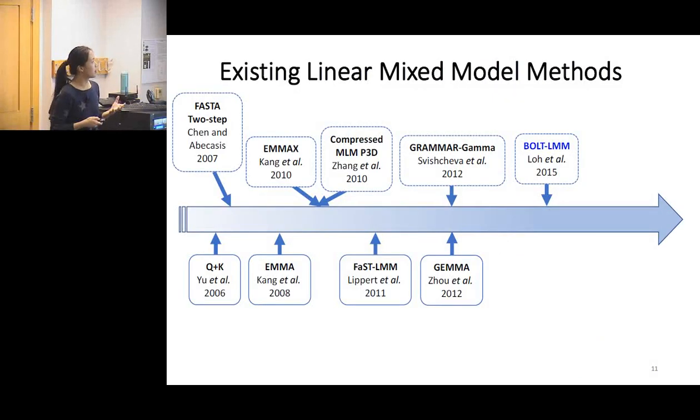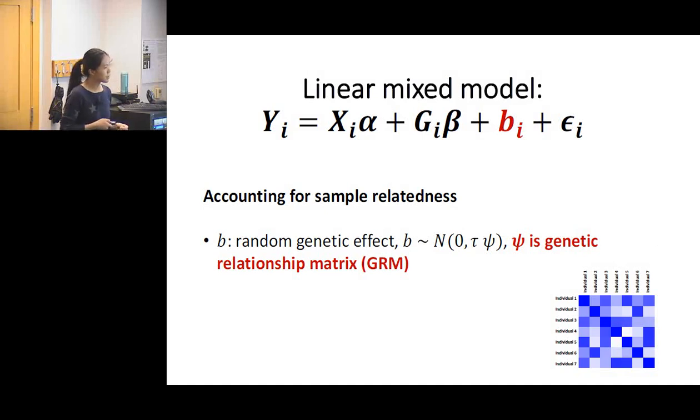Here are all the existing linear mixed model methods that have been developed for GWAS. And in 2015, BOLT-LMM was developed, and this one is the only existing linear mixed model method that can be applied to a large sample size, such as the UK Biobank. As we see, the n by n matrix here is a huge matrix to store. Even though it's symmetric, so you can just store half of it, it still requires a lot of memory when we have a large sample size like the UK Biobank.